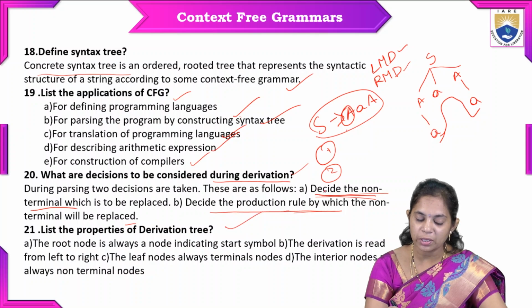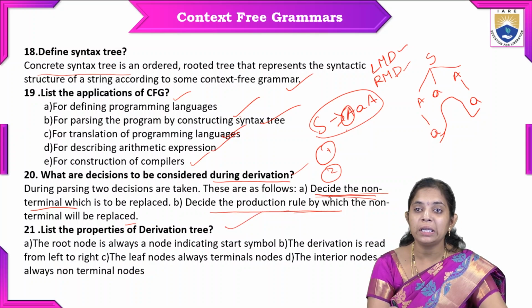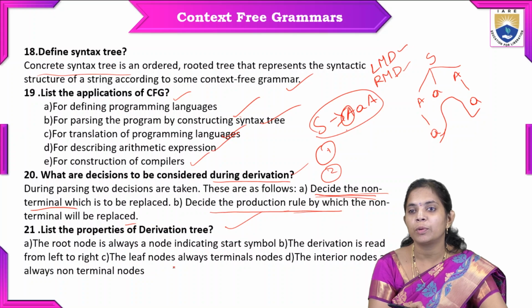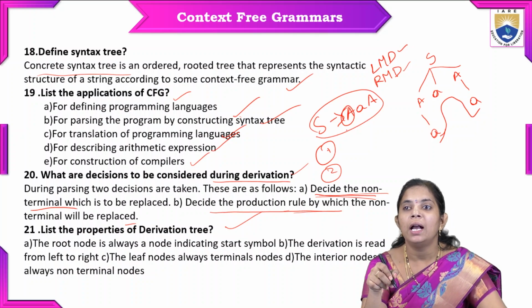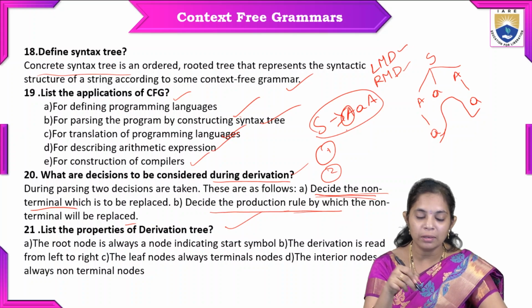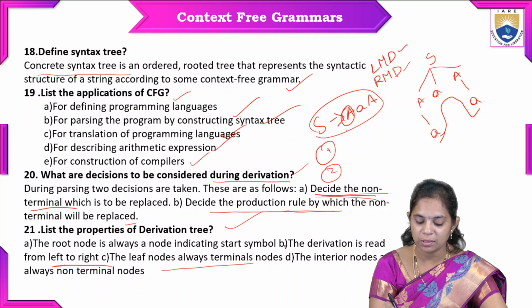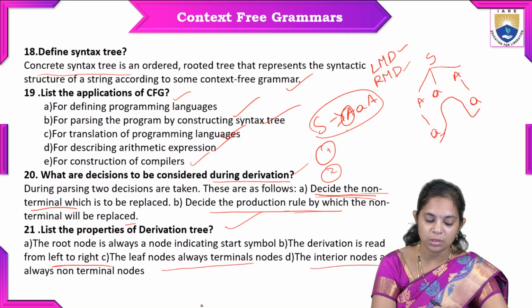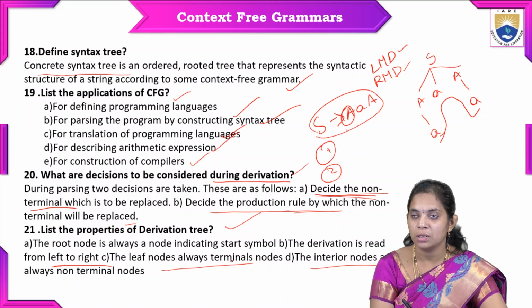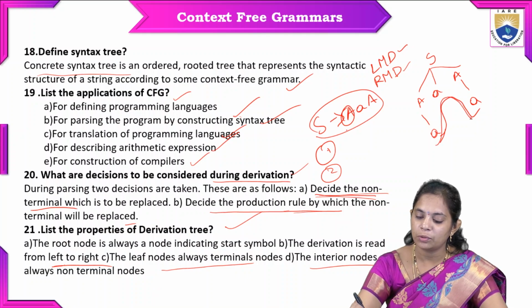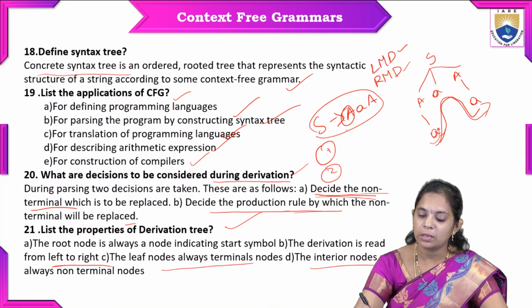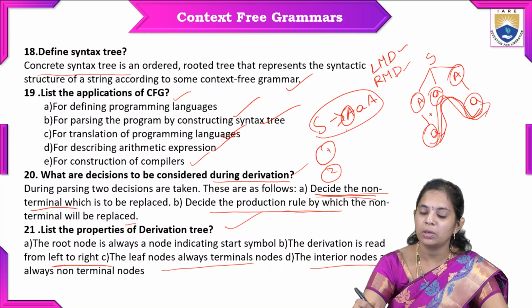And list the properties of derivation trees. Here we have properties like the start symbol: we have to start with the start symbol, derive, and read from left to right. The leaf nodes are always terminal nodes, and the interior nodes are always non-terminal nodes. So read from left to right; leaf nodes are always terminal symbols and intermediates are always non-terminals.